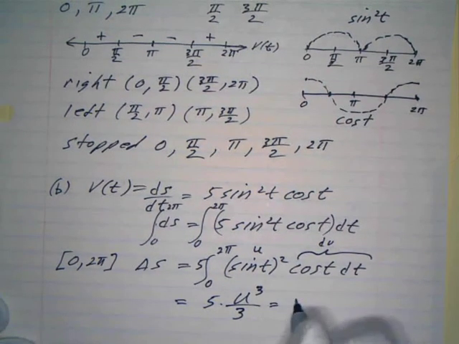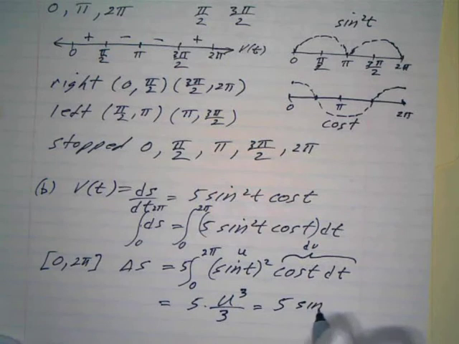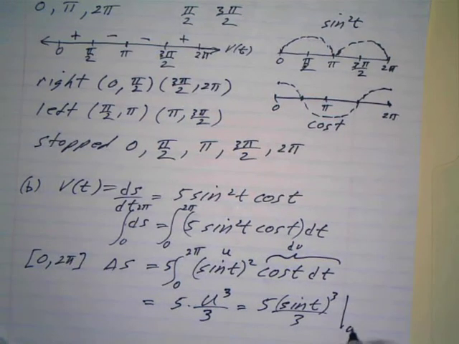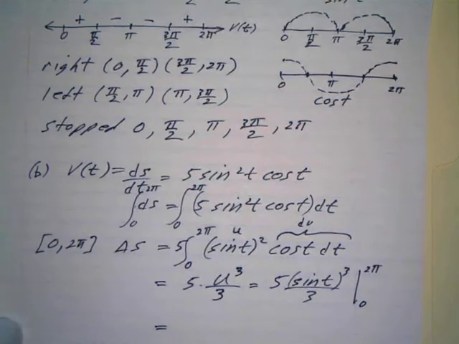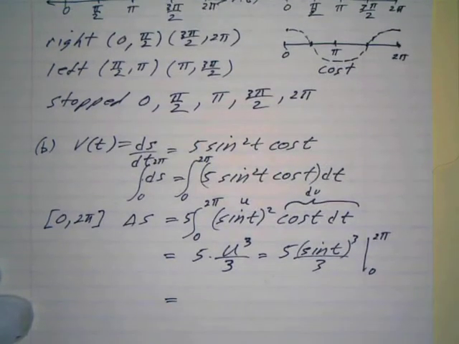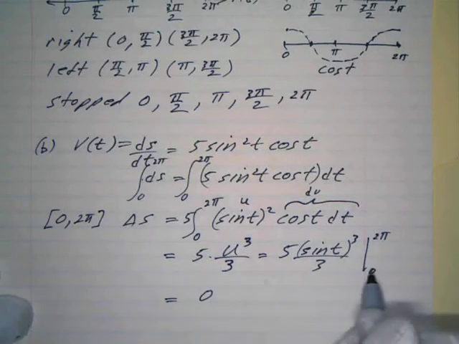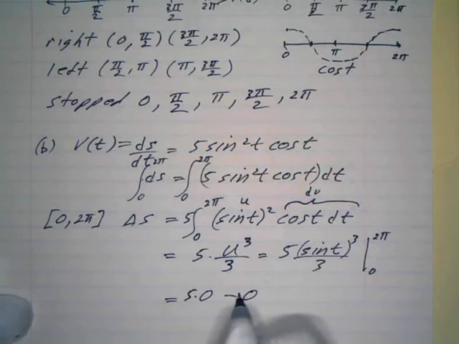And that's going to end up being 5 times the sine of t to the third power over 3. And then we're going to evaluate that from 0 to 2 pi. Well, what's the sine of 2 pi? Well, that's 0, so I got 0. And what's the sine of 0? 0, so I got 0 minus 0. Or if you want, 5 times 0 minus 5 times 0. Either way, we have 0.